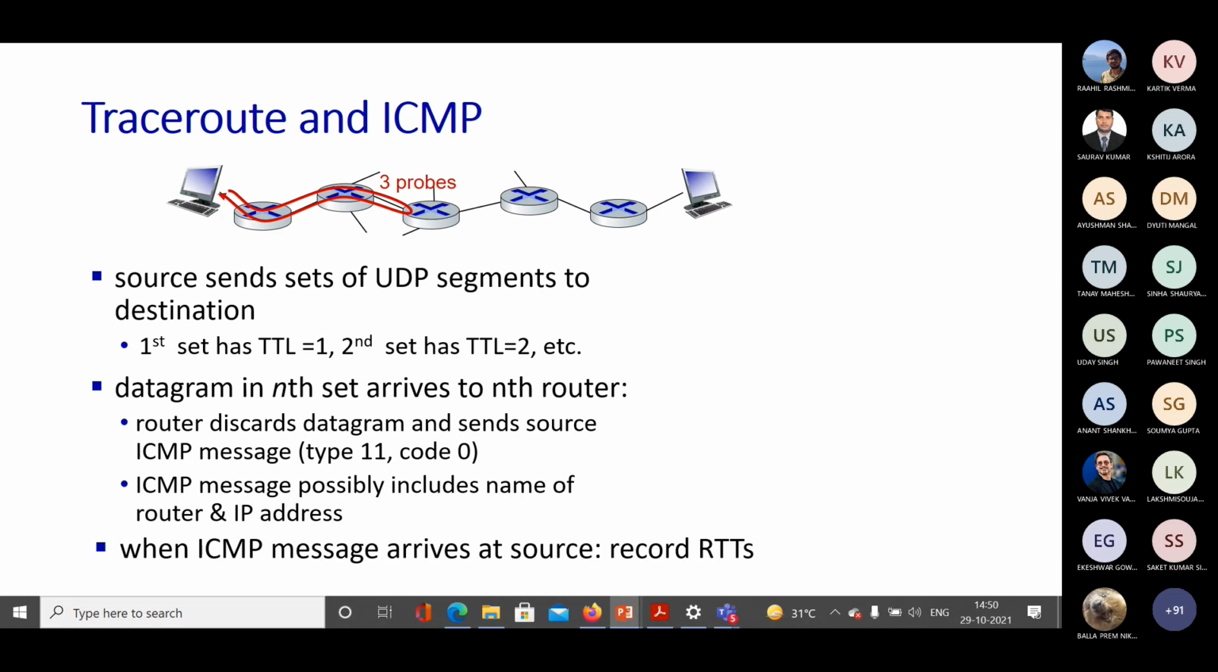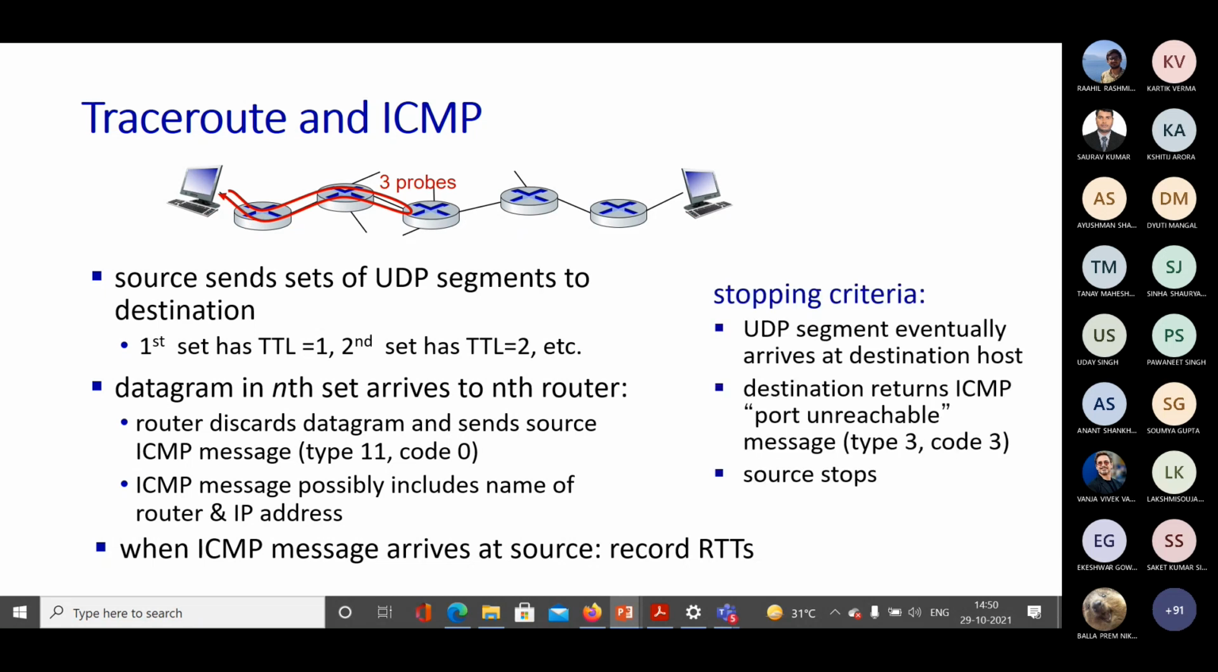So this is what is happening. Three probes are sent each time, and this will keep happening until the UDP segment eventually arrives at the destination host, or the destination returns an ICMP port unreachable, that is, the message type is 3 and the code is 3, and otherwise the source stops.